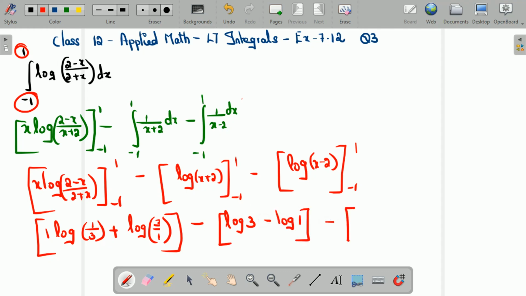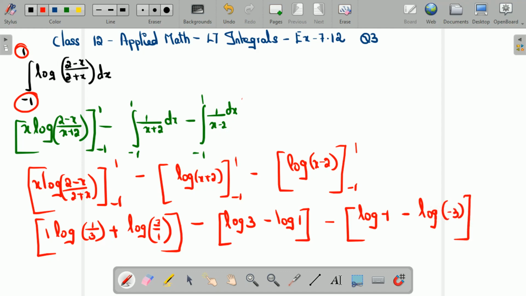Now again a minus sign. Here let's apply the upper limit. So this is going to be log of 1 minus 2, so this is going to be minus of 1. Then minus, you are going to have a log of minus 3.